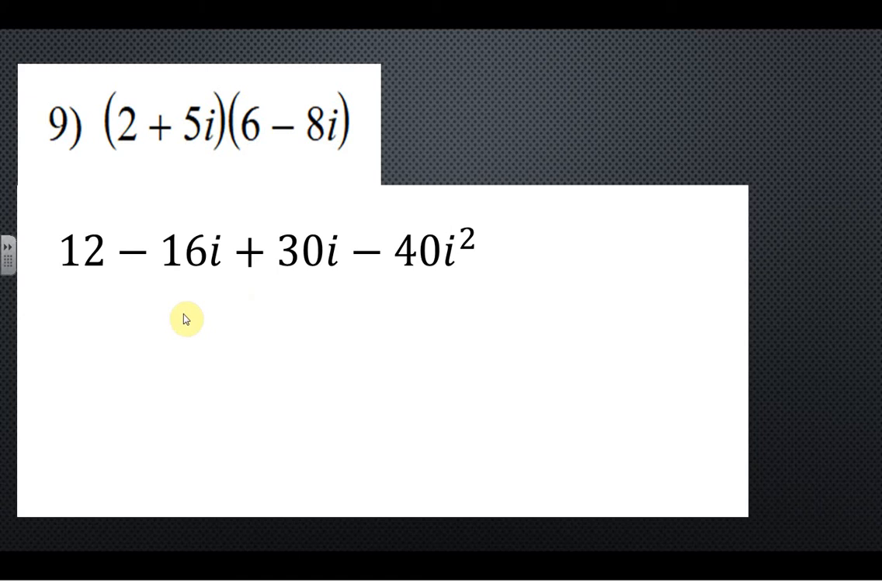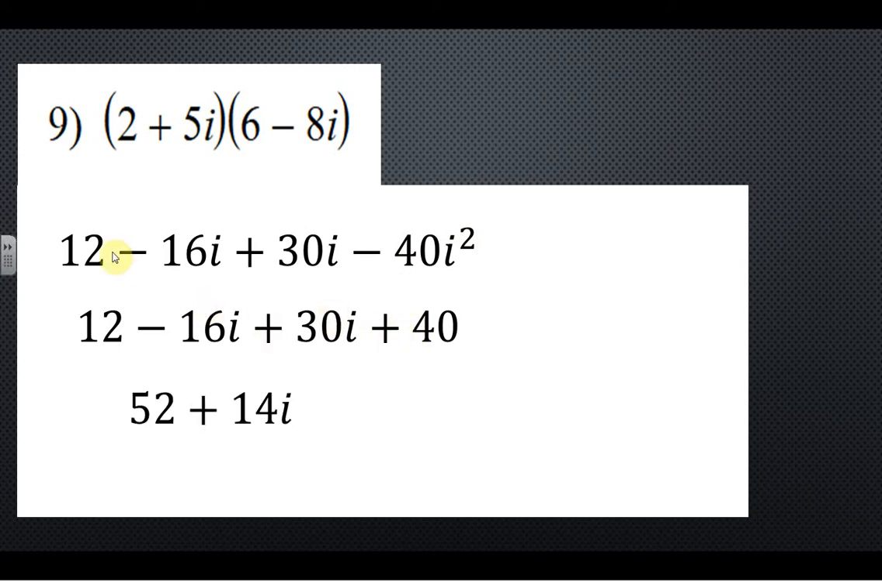Now that we've gotten this far, we got to clean it up. We're going to combine our like terms. And this 40i squared changed to a positive 40, because remember, I squared is negative 1. A negative times a negative is a positive. And we're going to combine the middle two i's and the 12 and the 40. So 12 and 40 make 52. Negative 16i and positive 30i make 14i.